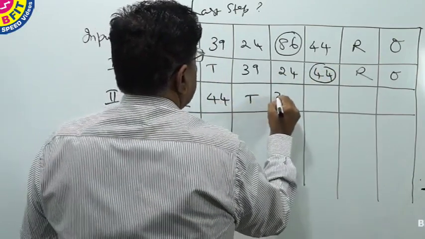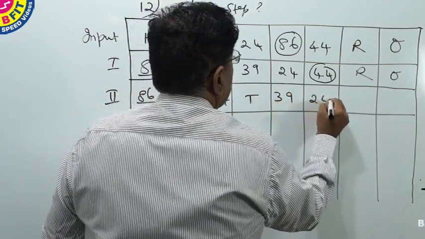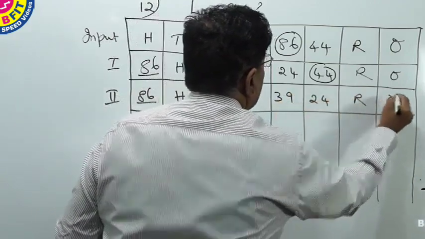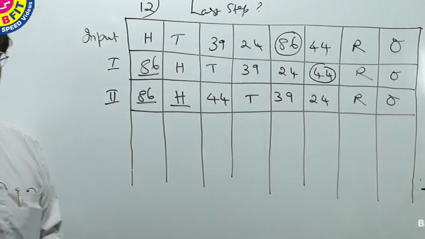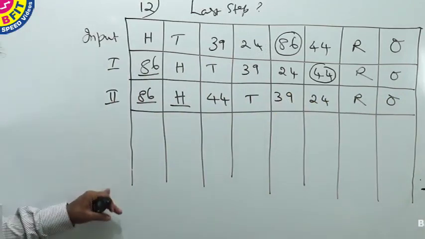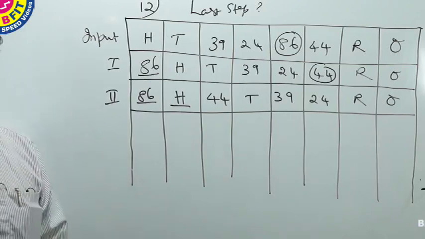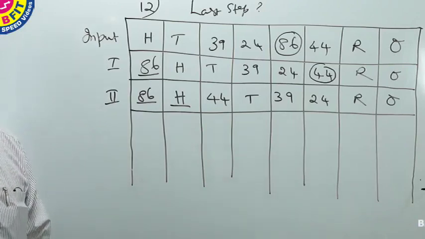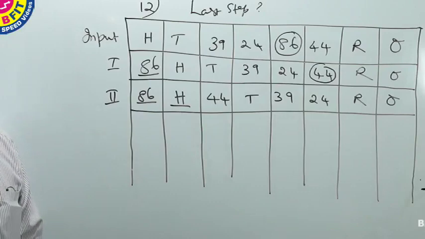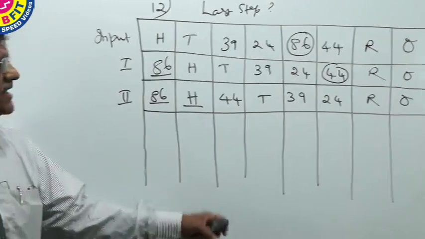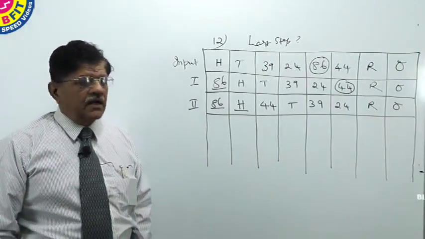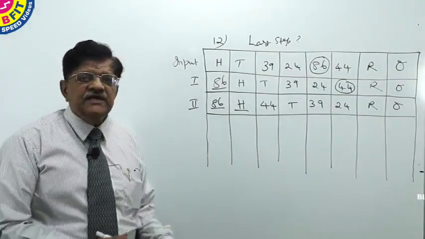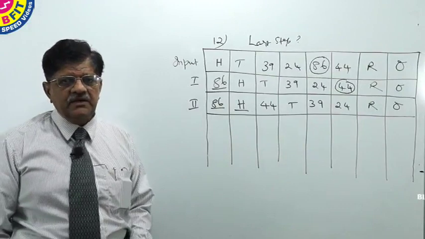44, T, 39, 24, R, O. Now we can go on like this and find out how many steps are there. Or we can use our intelligence and short circuit the answer. Now, you have seen the working of this machine.